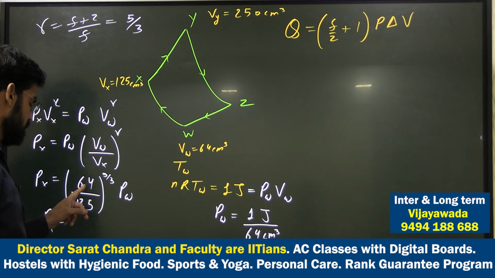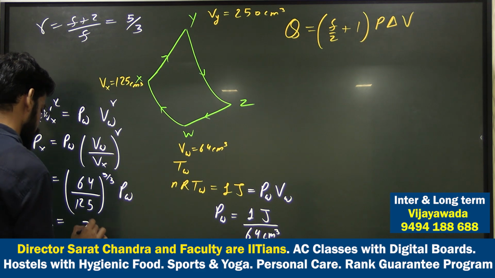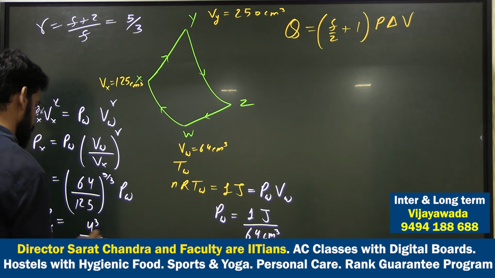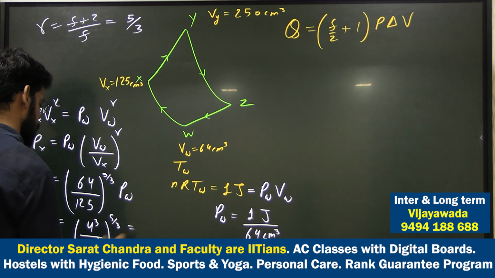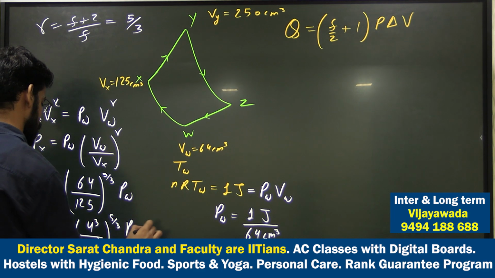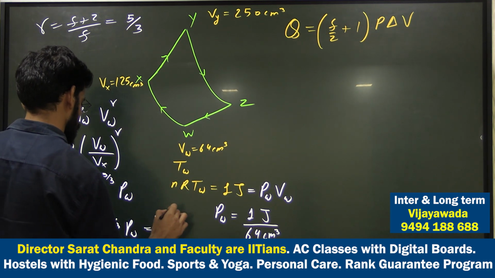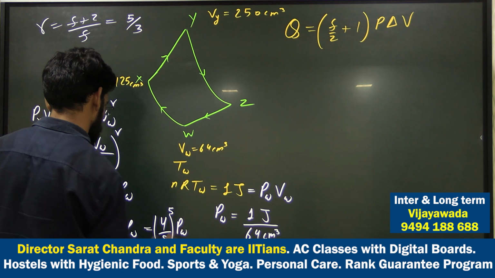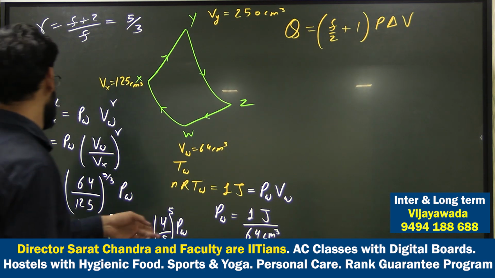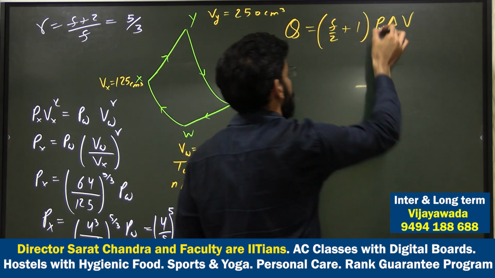64. This is nothing but 2 cube into 4 cube. This is 4 cube divided by 125 is 5 cube. This to the power 5 by 3, so into Pw is there. So you can say this is 4 by 5 to the whole power 5, into Pw. Let's keep it like this only. So there we write down Px only.